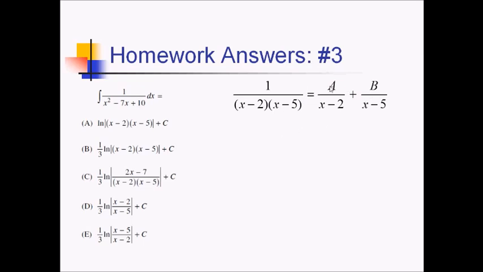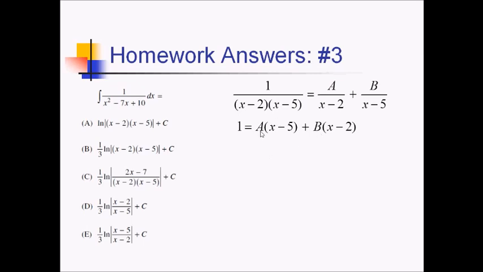All right, now I have to find a and b, so I'm going to multiply everything by x minus 2 times x minus 5. That gives me 1 over here on the left. And on the right, the x minus 2's are canceling, leaving me with a times x minus 5. And then the x minus 5's cancel, leaving me with b times x minus 2. Next, we're going to pick some values of x that will let us solve for a and b.